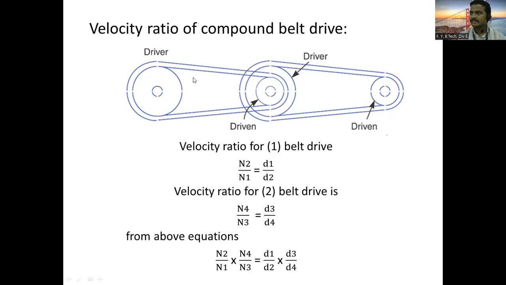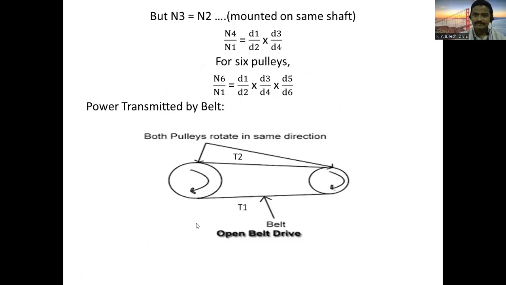N3 gets cancelled. So what is the equation? N4 by N1 is equal to D1 by D2 into D3 by D4. Yes. So if you have 4 pulleys available, how do we write the equation for the velocity ratio? You can say N4 by N1 is equal to D1 by D2 into D3 by D4.